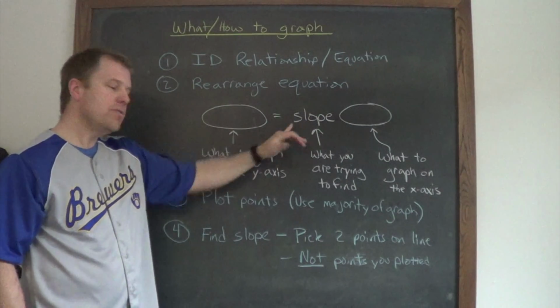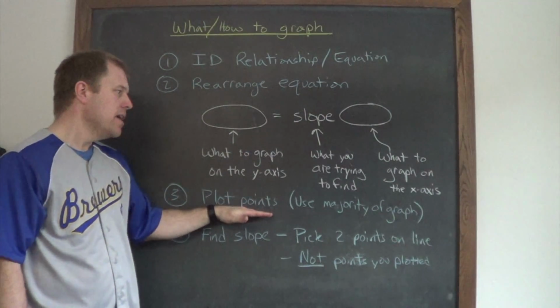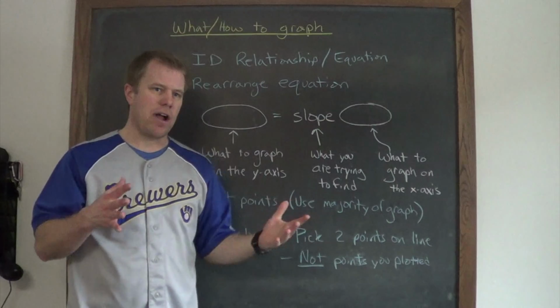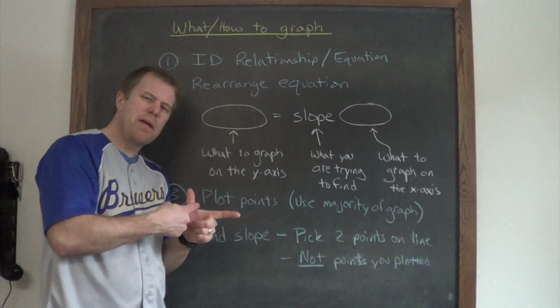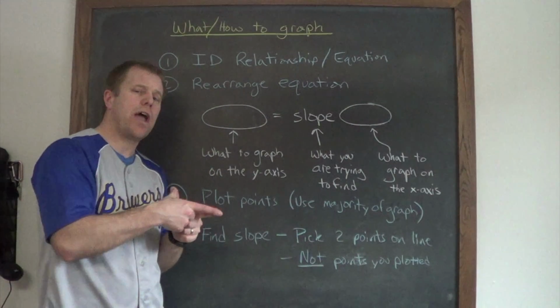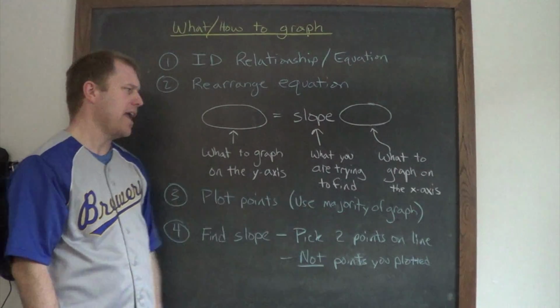Then you're going to plot those points, making sure you're using a majority of the graph. What they don't want you to do is just use the bottom corner. They want you to spread out on the graph paper they gave you.